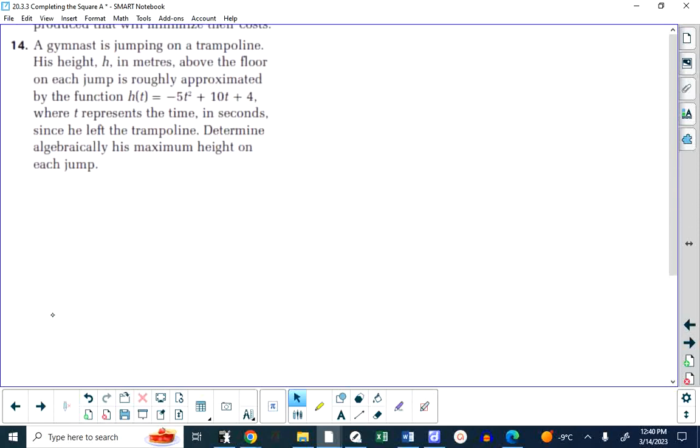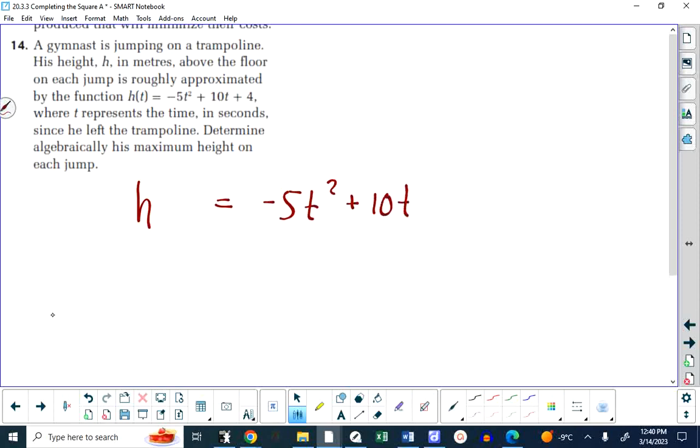So we have a gymnast that's jumping on a trampoline. His height, let me write out this equation so we can see it a little bit better. His height as a function of time is negative 5t squared plus 10t plus 4.